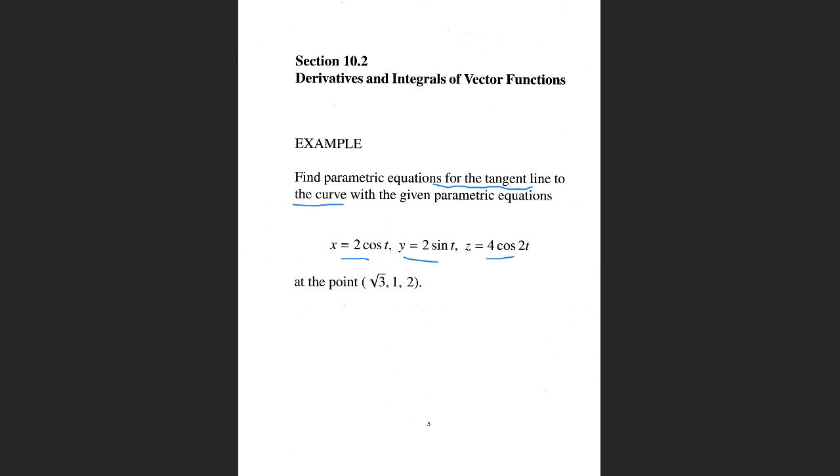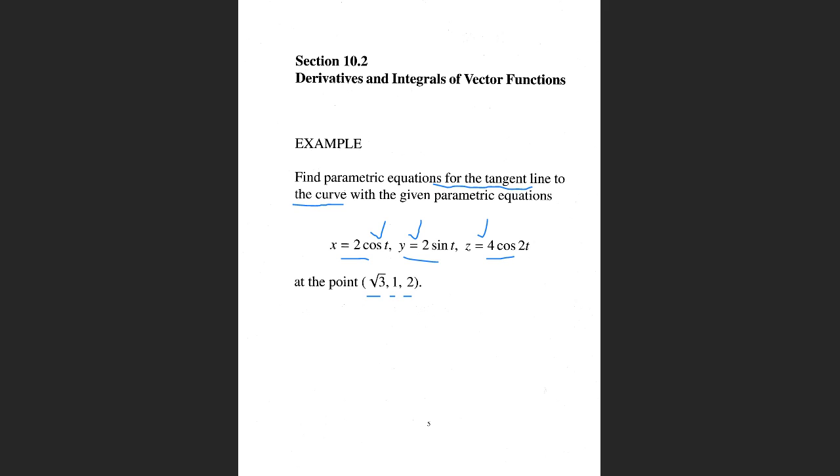It's definitely a self-contained space curve because the x, the y, and the z, it isn't like they recycle themselves. It's circular type behavior. So the space curve isn't going out into space, into infinity. It's restricted. But at any rate, we want to find the parametric equations for the tangent line to this space curve at the point root 3, 1, and 2.